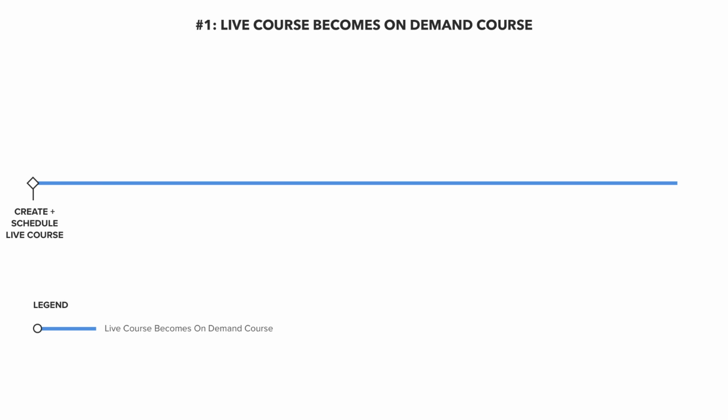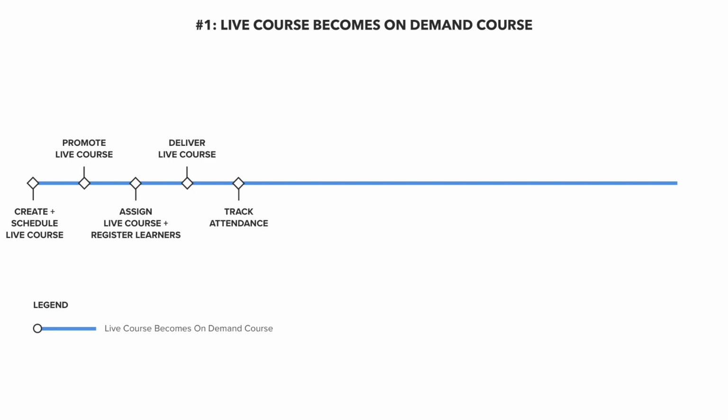Okay, so once that live course has been created and scheduled, it then gets promoted, generally via the intranet, email, and staff meetings. That course is either assigned and/or opened up for registration. The course is then delivered. You track attendance, and then the course is completed. In the vast majority of cases, a recording of that course is then used to create an on-demand course, which can be consumed by future learners or referenced by folks who already attended it.